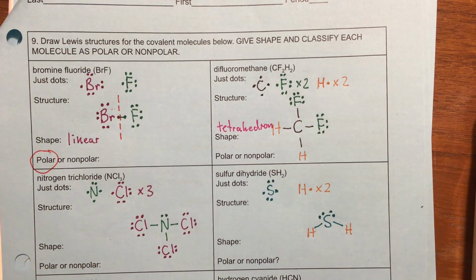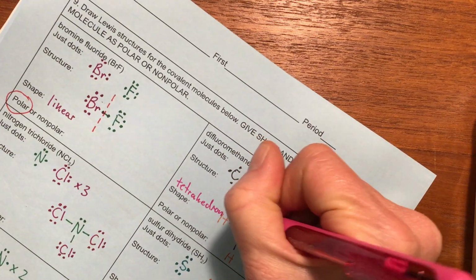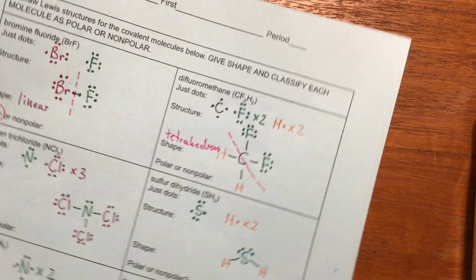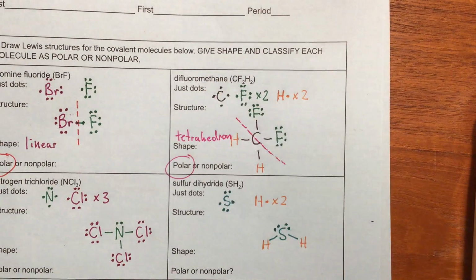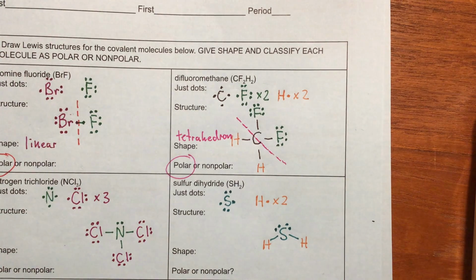And so, can I divide this molecule in a way that the two halves are different? Yes, I can. These two halves are different, right? And so I am going to call this molecule polar. Just like the Earth has poles, this molecule has poles.